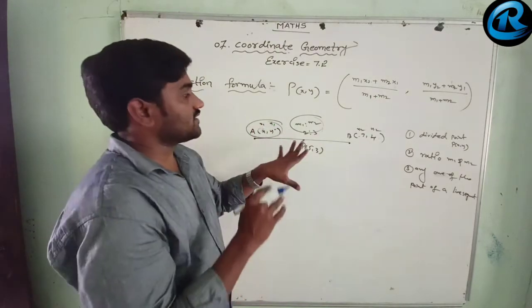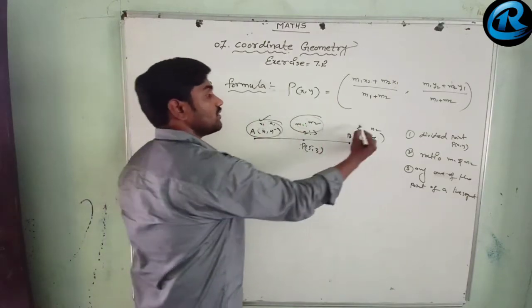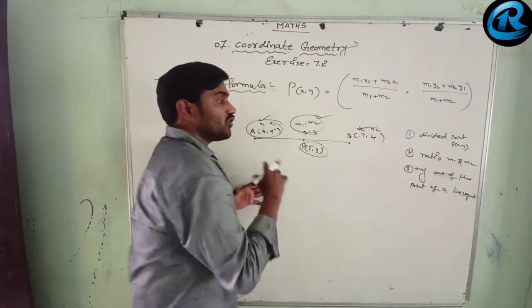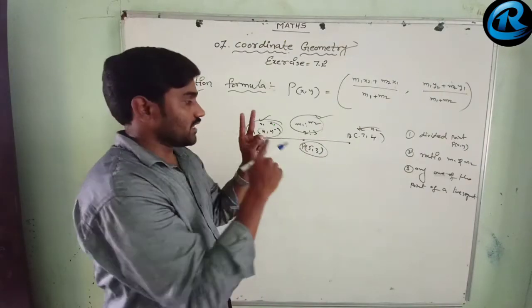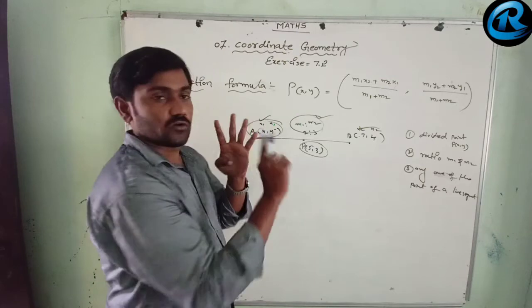If 3 terms are given, see how many terms are there? 1, 2, 3, 4. 4 terms are there in this actually. A, B are the 2 points and the divided point, third one, and the ratio, 4 things are there.